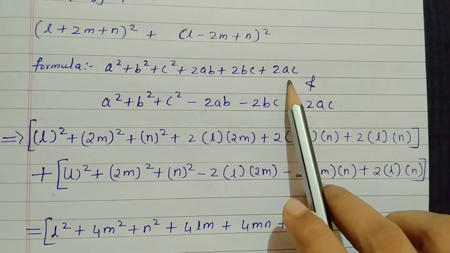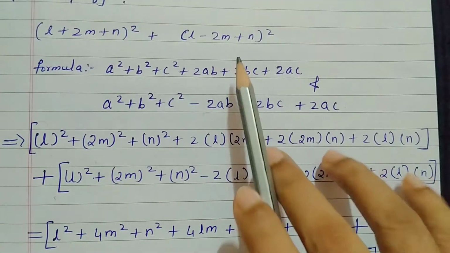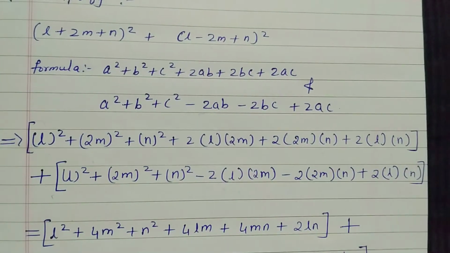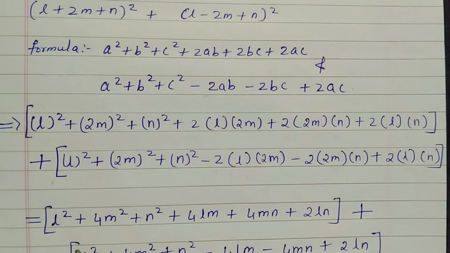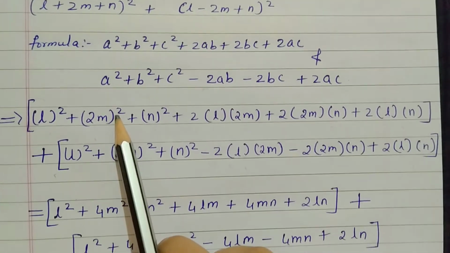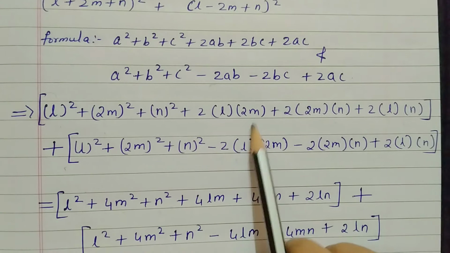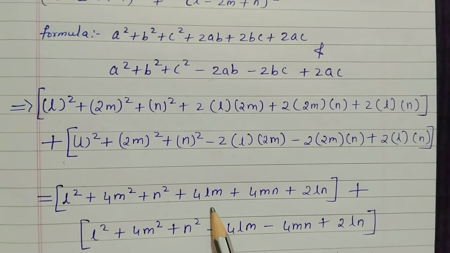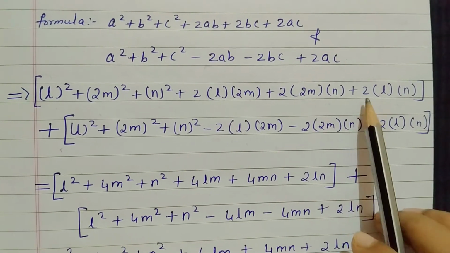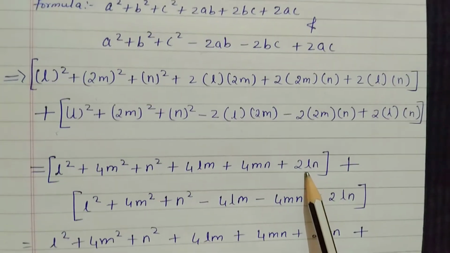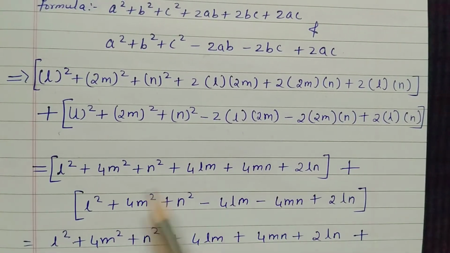2ac, so 2, a is L, c is n. Now we are solving this bracket. L square plus 2 raised to 2 is 4, 4m square plus n square plus 2 into 2 is 4, 4lm plus 2 into 2 is 4mn, 4mn plus 2 into ln, 2ln plus this bracket. Now we are going to open these brackets.